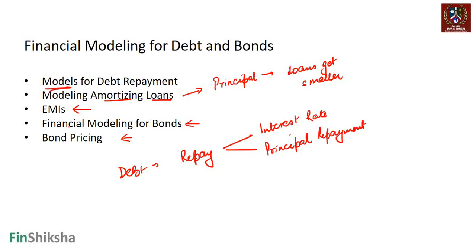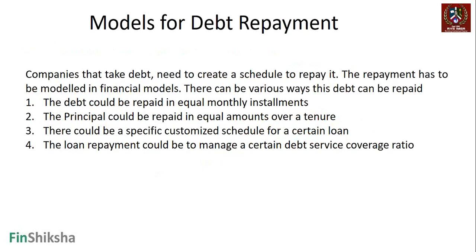So how much money is to be paid is defined by the models of debt repayment. In that context, we are looking at broadly 4 different models at this point. Companies that take debt need to create a schedule to repay it. This can be modeled in financial models. There are various ways in which this debt could be repaid, right?